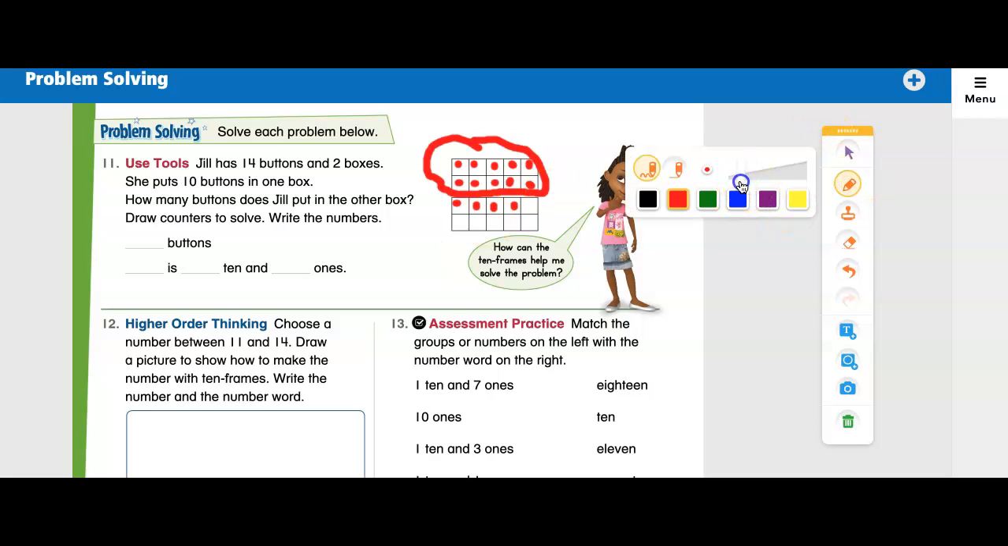You will write your answer in the first blank here where it says blank buttons. So if Jill puts the first 10 buttons in the first box, how many are left to put into the second box? Write the answer in the blank.